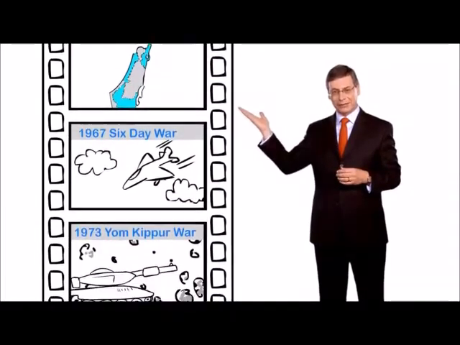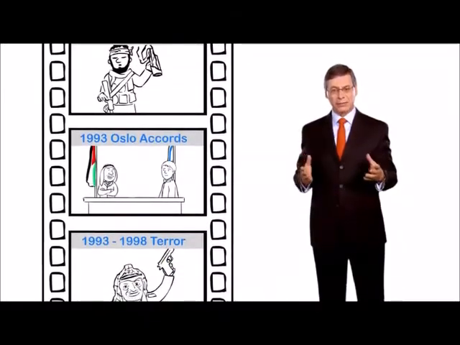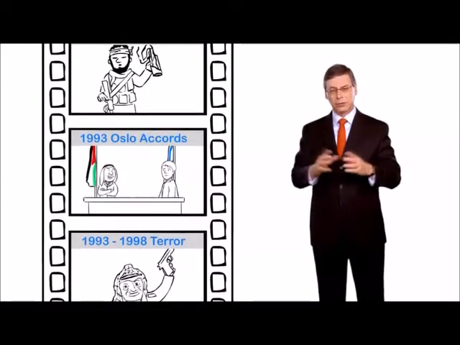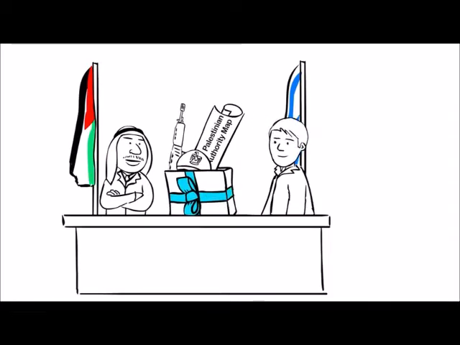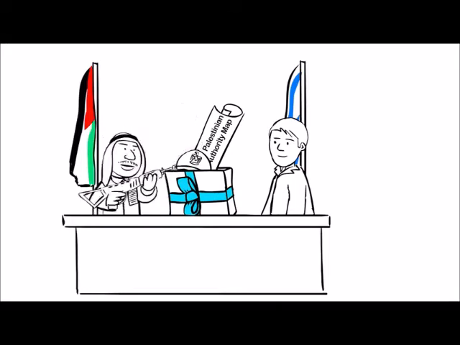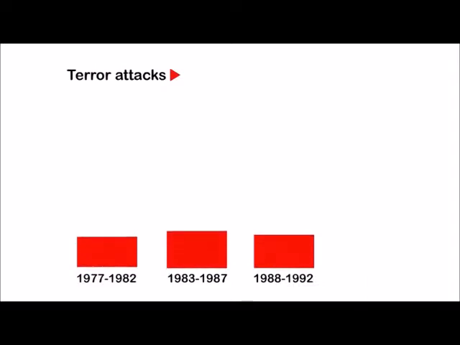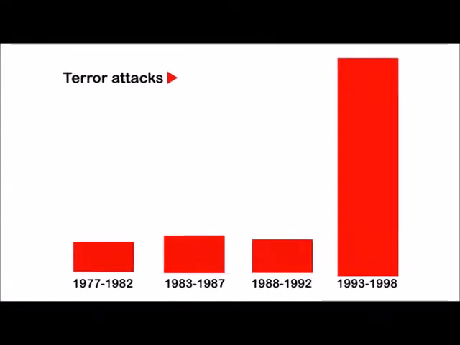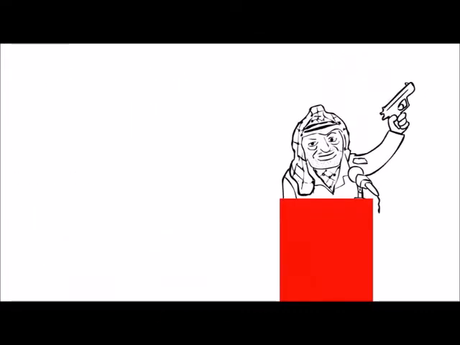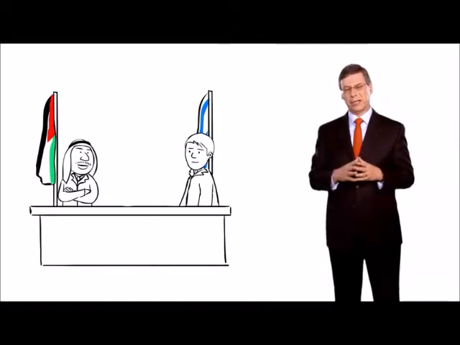Let's fast forward to 1993. Israel and the Palestinians signed the Oslo Accords. Were the Palestinians finally saying yes? It appeared so. Israel said yes and gave territorial control to a Palestinian government it helped establish. But despite signing agreements, the Palestinian actions said no. During the next 5 years, Israel saw a significant increase in terrorist attacks, which killed hundreds of Israelis. In 1996, Yasser Arafat, the Palestinian leader, declares, "We plan to eliminate the state of Israel and establish a purely Palestinian state." But Israel did not give up saying yes.